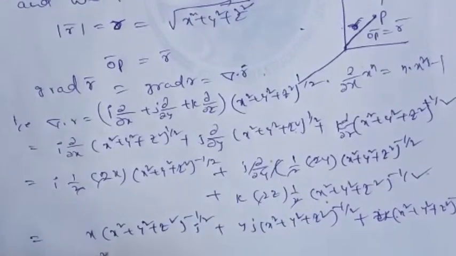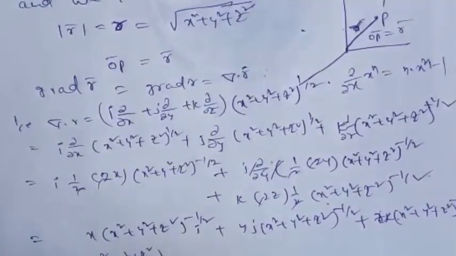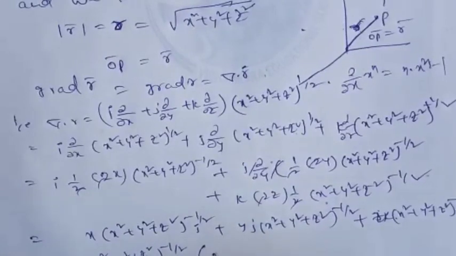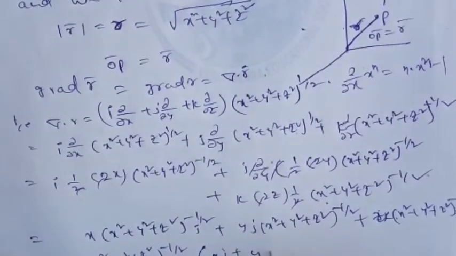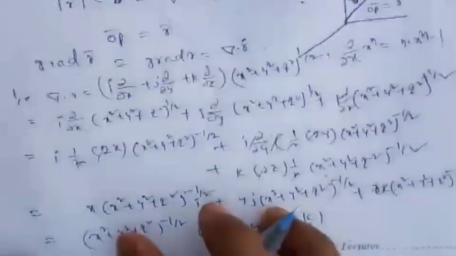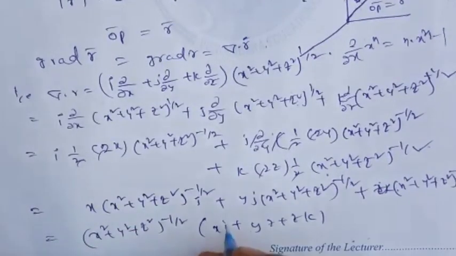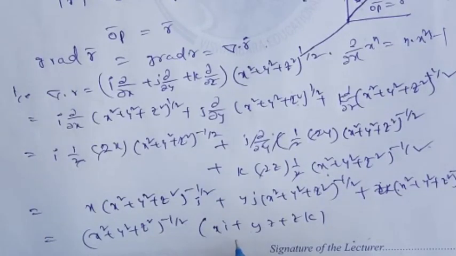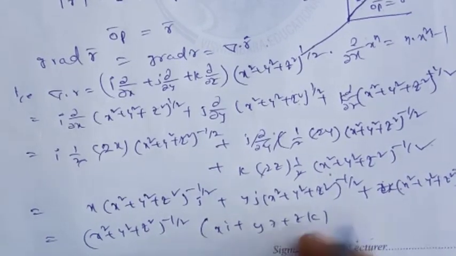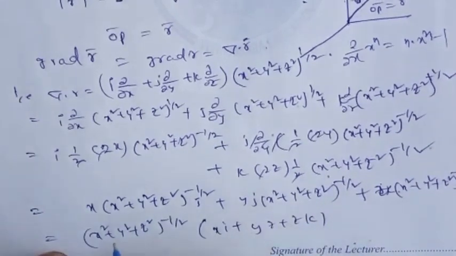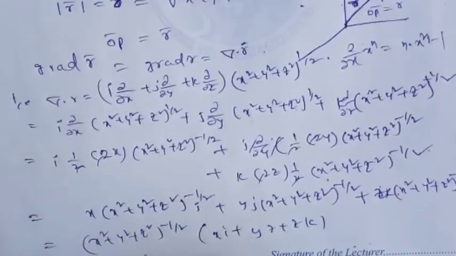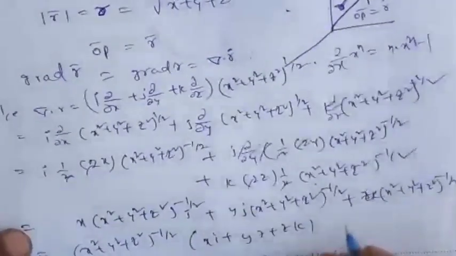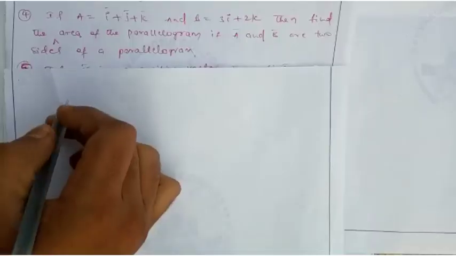If you take the term (x square plus y square plus z square) whole power minus 1 by 2 as common, then we get xi plus yj plus zk, and from the question it is given that xi plus yj plus zk is r bar, that is the position vector. So we can replace those terms, and we know (x square plus y square plus z square) whole power minus 1 by 2 is 1 by under root of x square plus y square plus z square. It can be written as 1 by r. So this total term becomes equal to r by r.